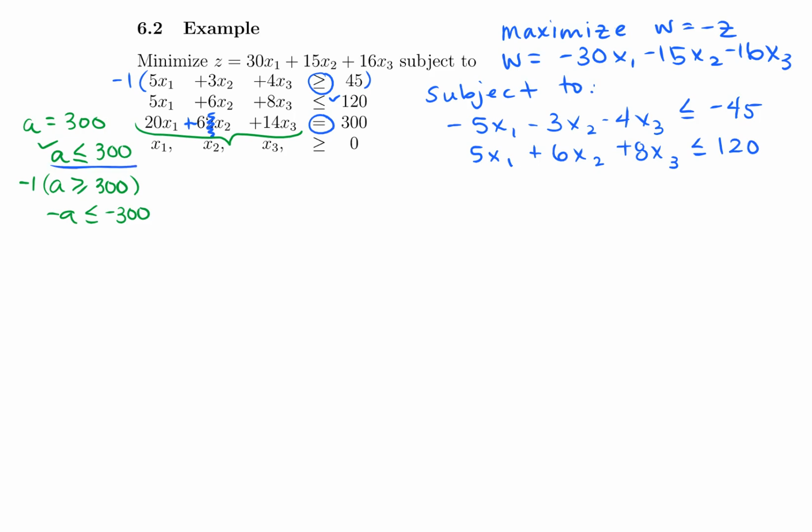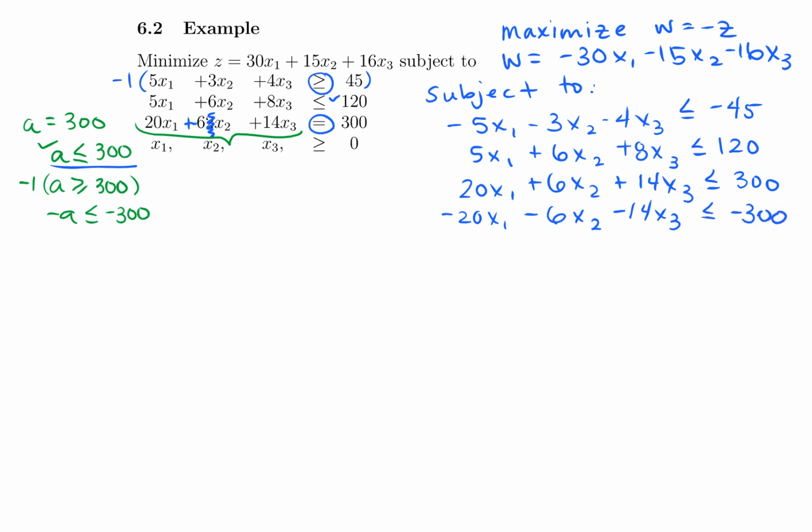So the first one, a less than or equal to 300, that would be 20x1 plus 6x2 plus 14x3 less than or equal to 300. And now our final constraint will be negative 20x1 minus 6x2 minus 14x3 less than or equal to negative 300. And of course, we still have x1, x2, and x3 being greater than or equal to 0.